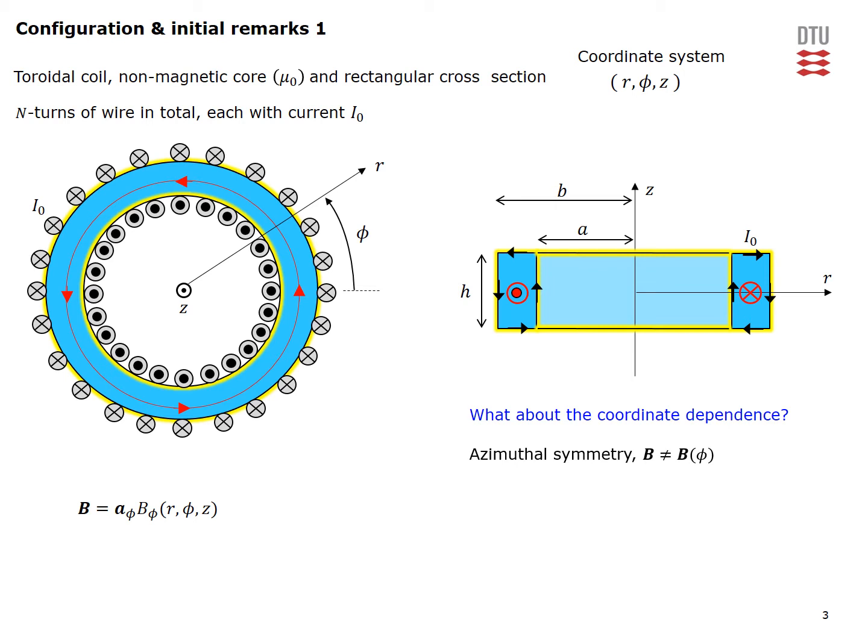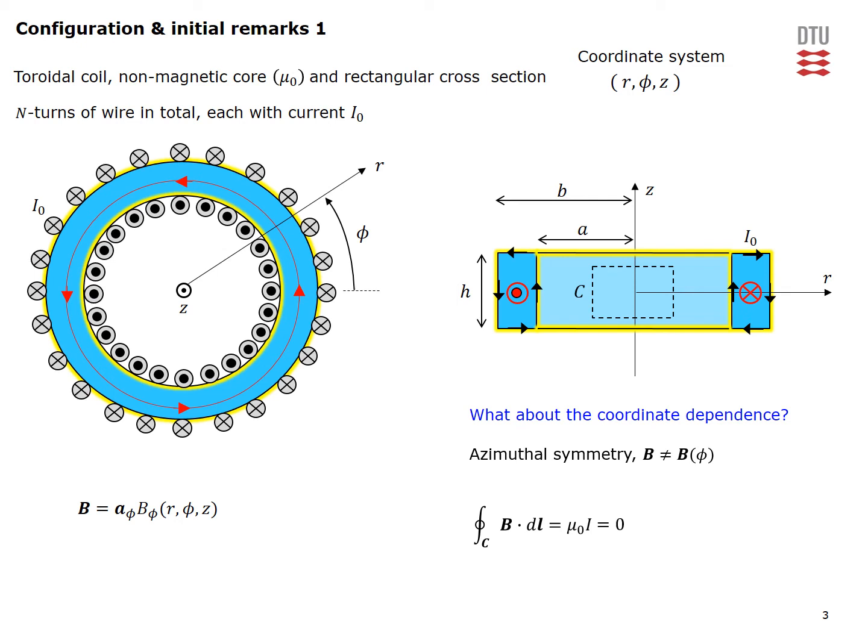Now, what about the z dependence? To this end, we can consider this rectangular path C, which is residing in our non-magnetic core. And again, we obtain from Ampere's law that the circulation of the B field along this closed path C must be equal to 0, because there is no current crossing through this surface here, which is bounded by this path C.